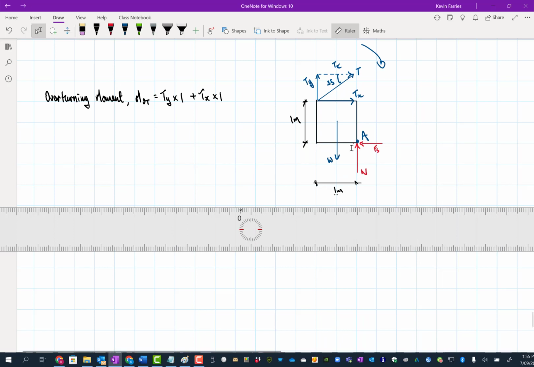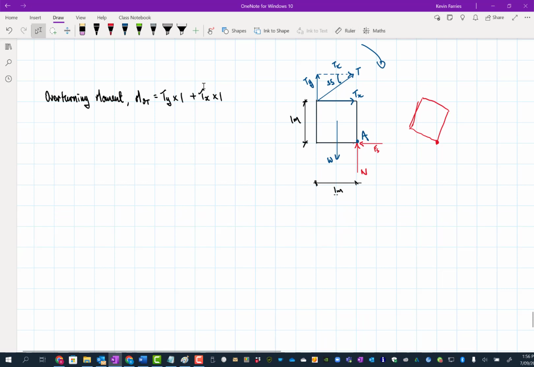And so that's why this doesn't contribute to the moment, because we're imagining that it's at the point of overturning. It's rotating around, and so it's only sitting on that little corner. The point at which your reaction has moved right to that corner would be the point at which it overturned. So we've got this overturning, that overturning, this is restoring, and these are doing nothing because they're at the point A. Coolio. So restoring moment.